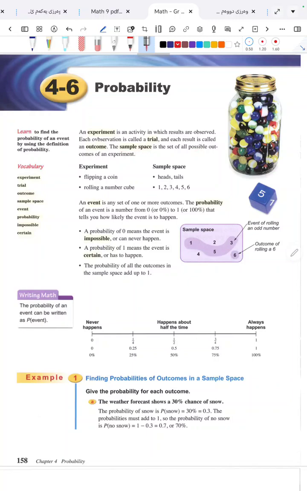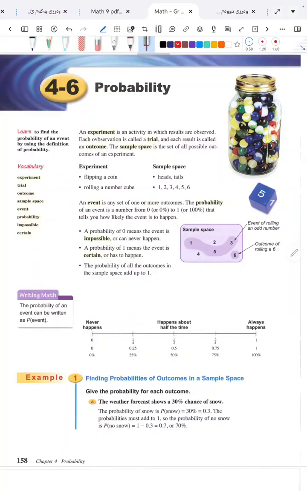For example, an experiment: we have flipping a coin. The sample space of a coin is head and tail. But the sample space of a cube or a dice is 1 till 6. And here we have an event, which is any set of one or more outcomes.